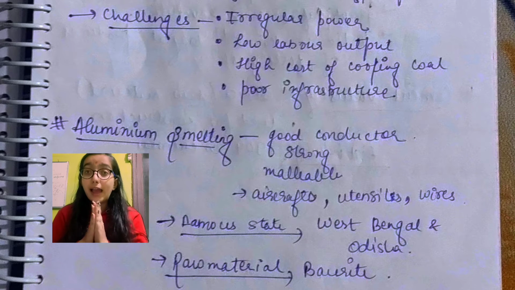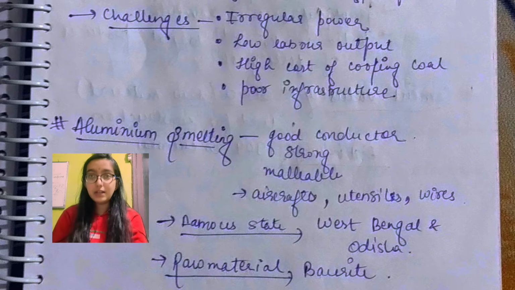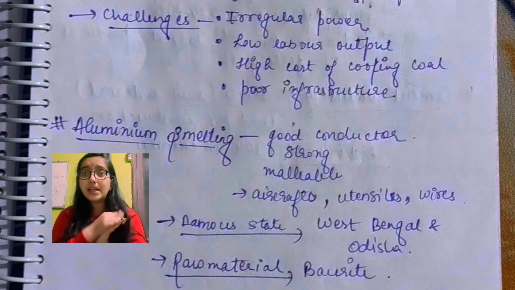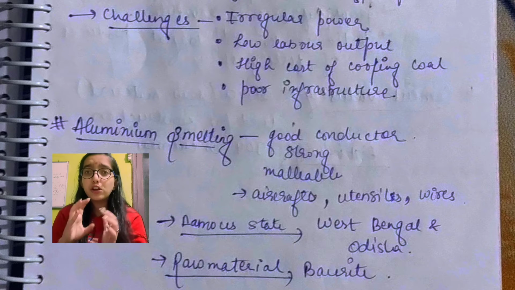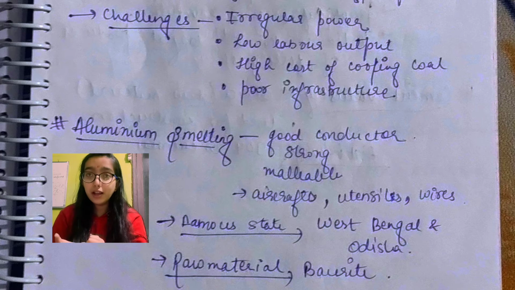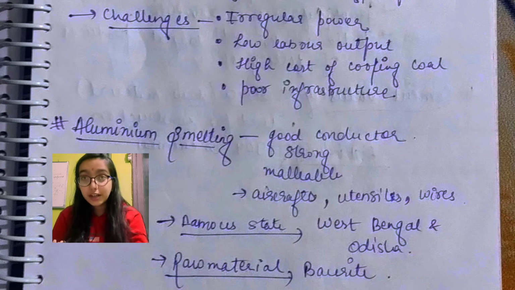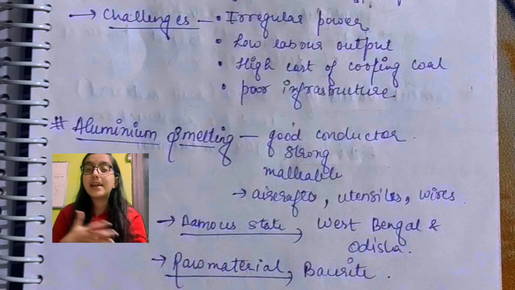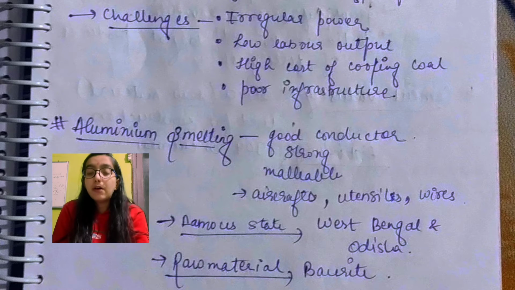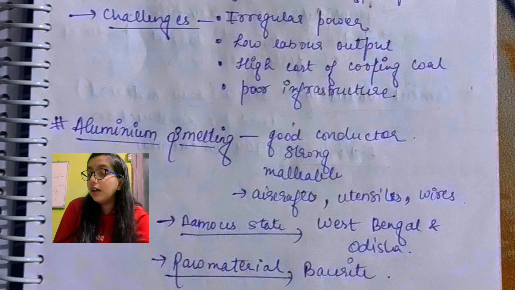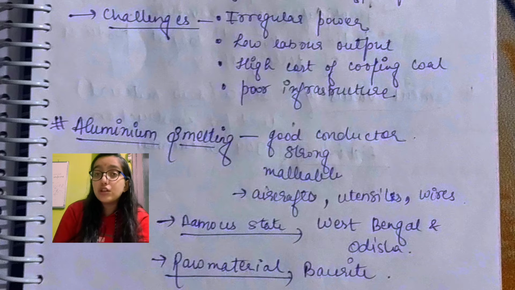Next is aluminium smelting. First of all, aluminium is very important for us, even in our day-to-day life. How? The biggest basic example: you pack your chapatis in aluminium foil. It is one of the applications, and we also use aluminium utensils. Some properties of aluminium are that it is a good conductor, it is strong, it is malleable, and it is used in aircrafts, utensils and wires.